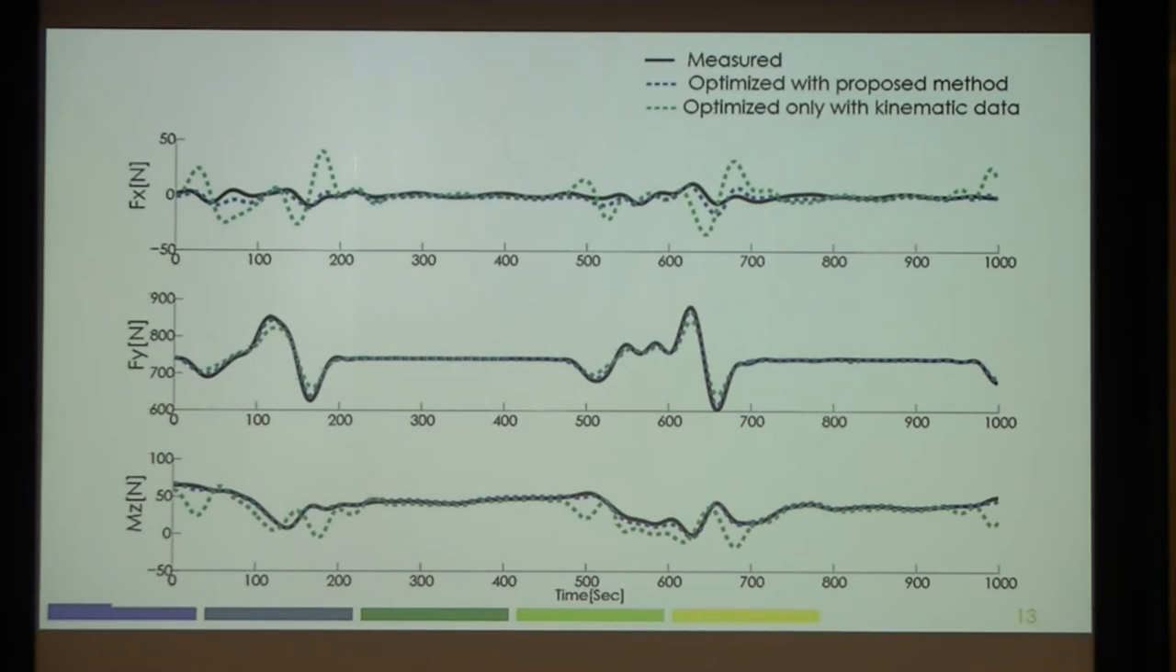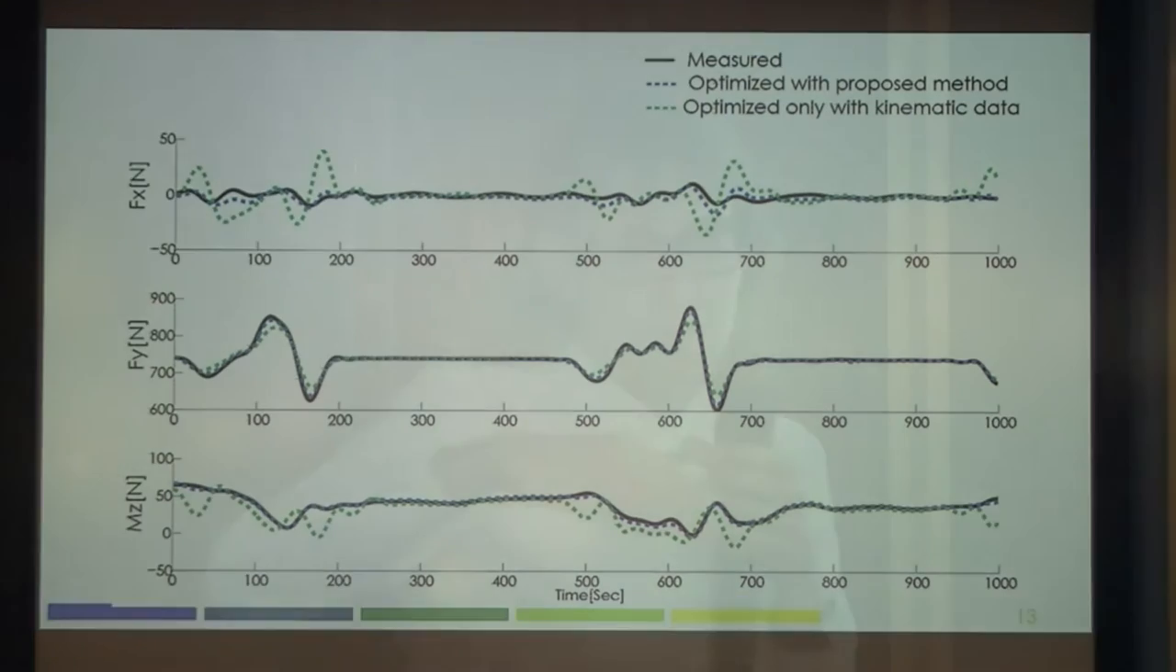Because if you just do pure inverse kinematics and pure inverse dynamics, you obtain these green curves, and in particular for the moment of force, you see that a lot of different things are happening. So this is the vertical force, and this is the transversal force. We have a planar model for this small experiment, but this is basically what you have.